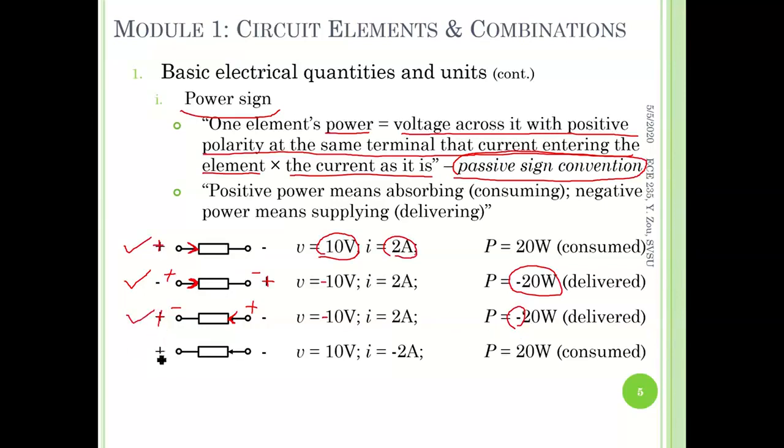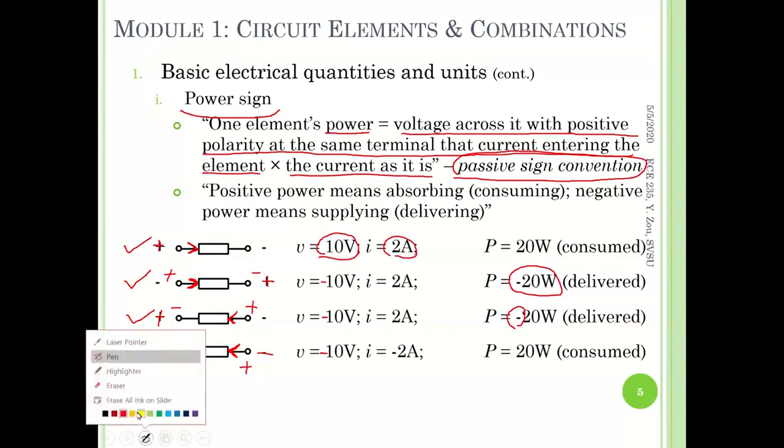Last case, positive polarity of voltage here, negative here, and the current flowing into the negative polarity of the voltage. So we need to flip the voltage by giving a negative sign in front of the given voltage of 10. So we end up with negative 10 times negative 2 ampere, ending up with positive 20 watt.